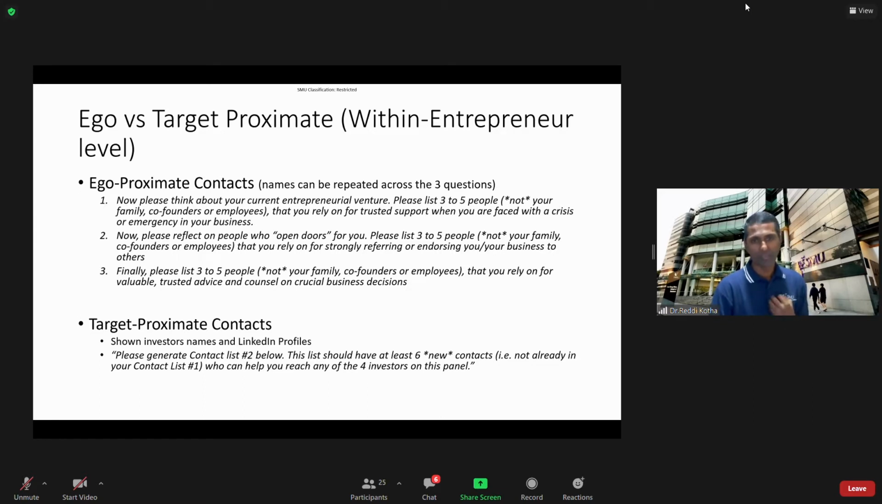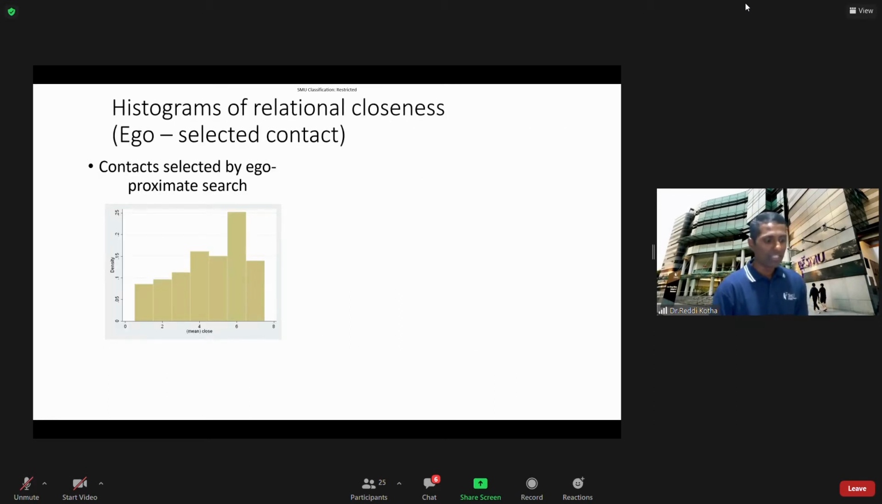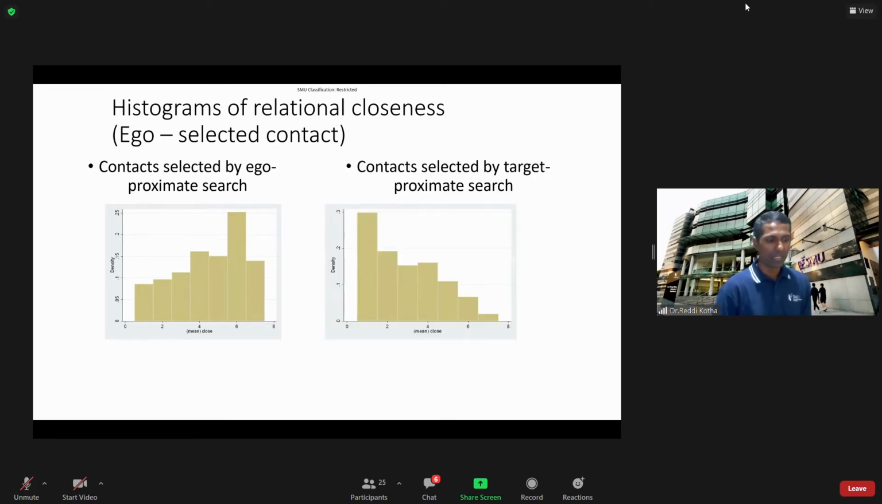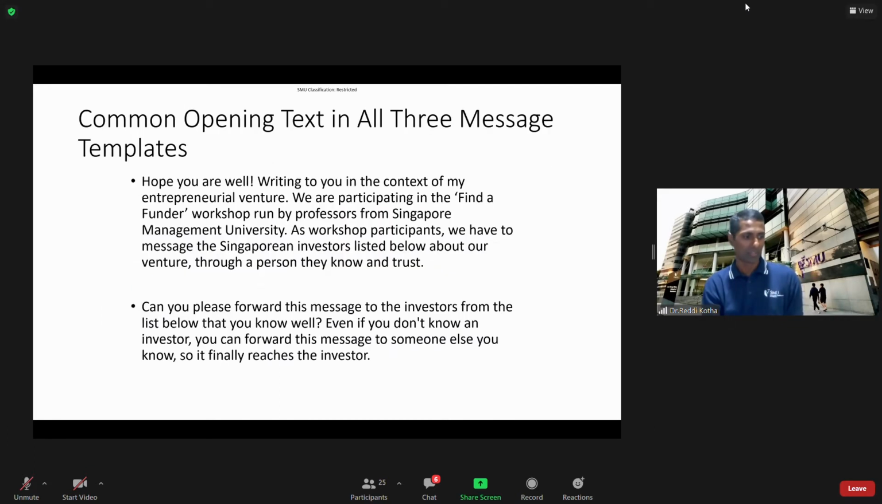Once we had the ego proximate, entrepreneur proximate contacts, we showed the investors and said, here are the 4 investors. Now give us a new set of individuals you want to nominate who are not overlapping with the first set. So that's how we got target proximate contacts. If you can see, for ego proximate contacts, 6 was the modal number, whereas for the target proximate contacts, the mode was 1, because they were struggling to nominate more contacts closer to the venture capitalists. So you got more contacts with the ego proximate, as we would expect, but fewer with the target contact.